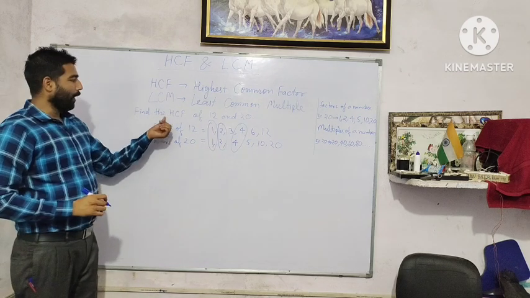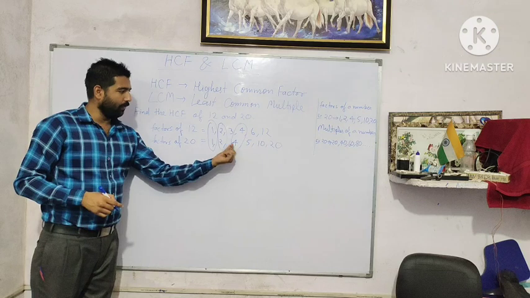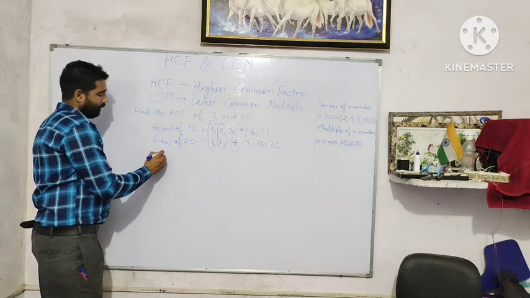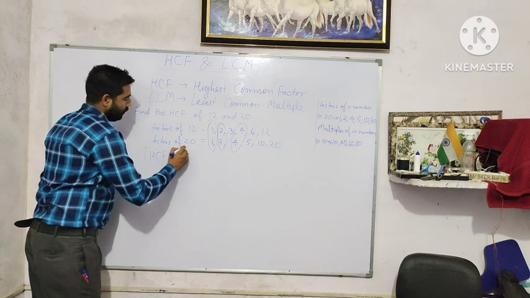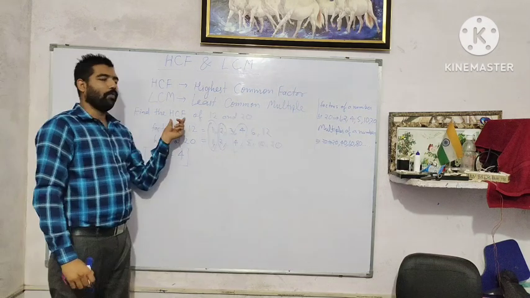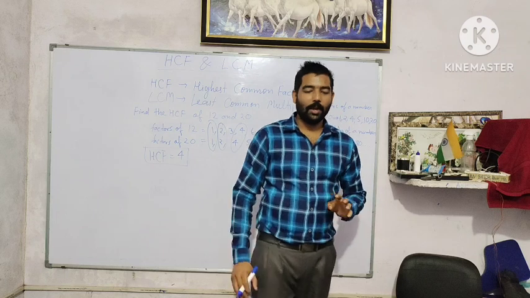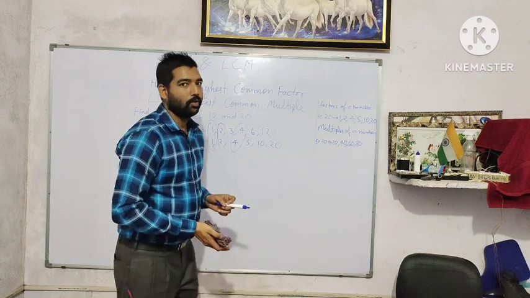But we are to find the highest common factor. So the highest of these common factors is 4. So we can write HCF is equal to 4. This is the direct method. So we have learned to find the HCF of two numbers with three different methods. Now let us learn to find the LCM, least common multiple.